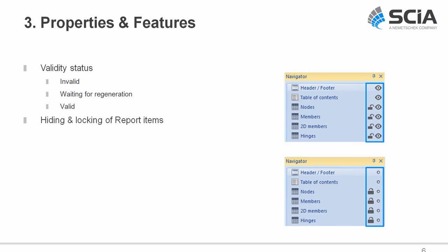All report items which are inserted in the report can be hidden, and some of the report items can be locked. Hiding and locking is controlled by icons, the eye and the lock, on the navigator. Hidden items are still present in the data of the report, but they are not displayed in the report preview. Those items are also by default skipped during regeneration of the whole report. Locked report items are excluded from the regeneration. It means that their content, which is displayed in the report preview, is fixed.